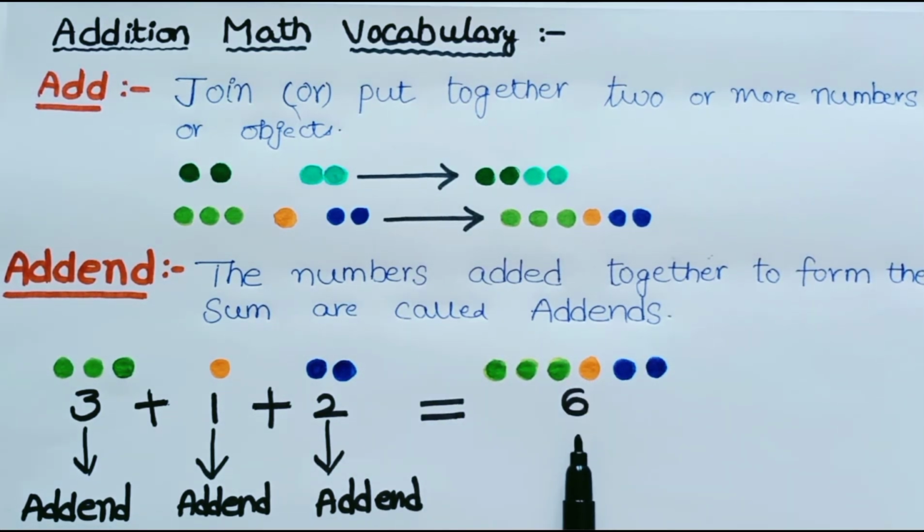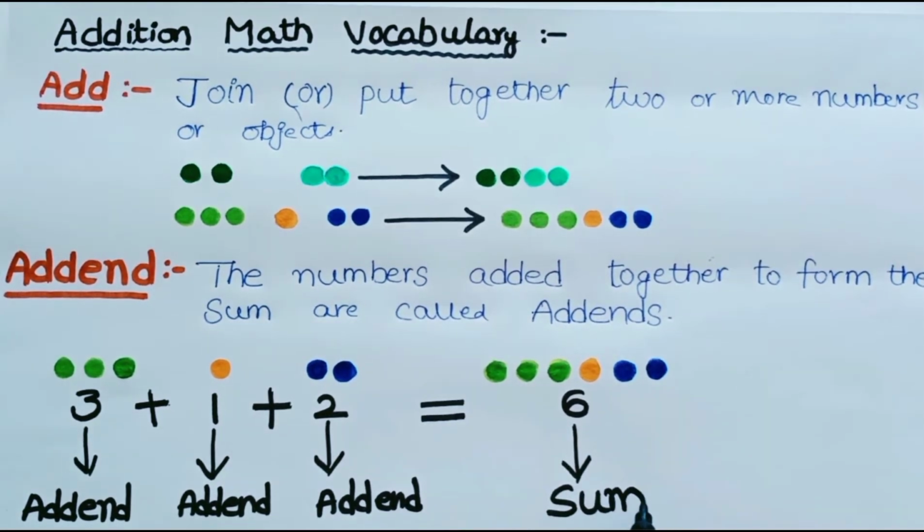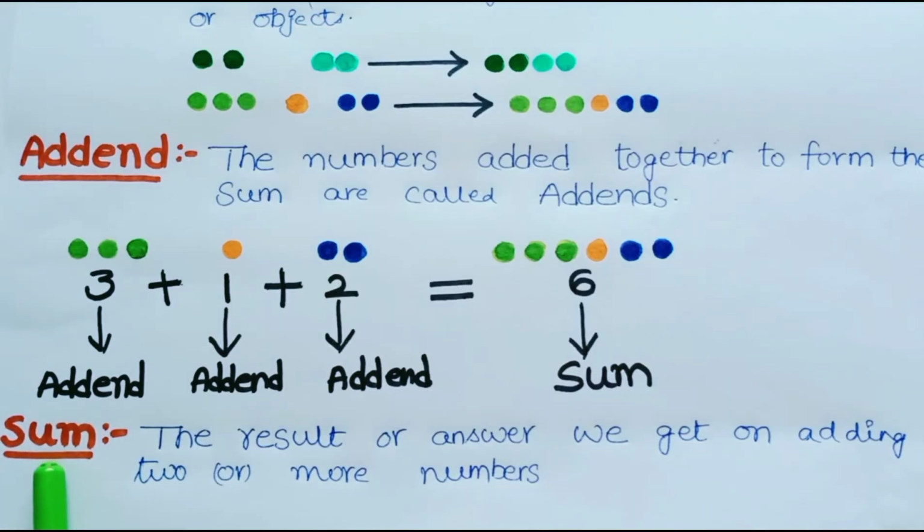Then what is this number 6? So the addition of 3 plus 1 plus 2 equals 6. So this is the sum of all the 3 numbers. It is the resultant number of all the 3 different numbers. So the addition of all the 3 different numbers gives the sum. So what is this number? It is called sum. S-U-M, sum. The next term in the addition math vocabulary is sum.